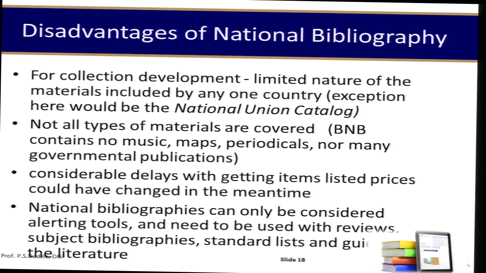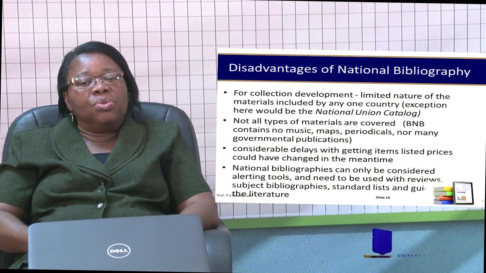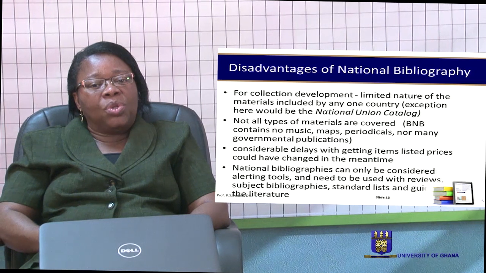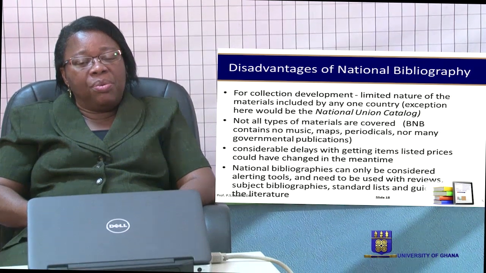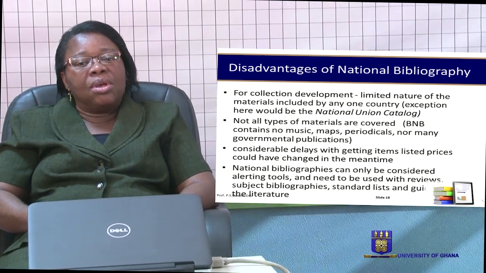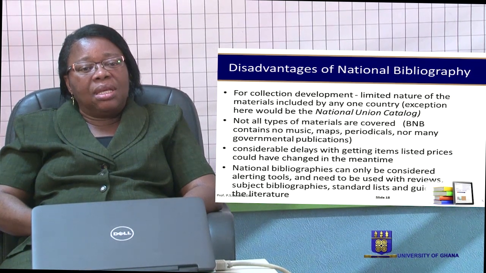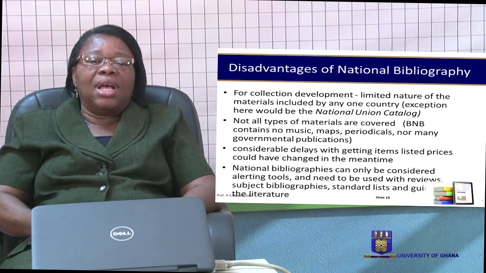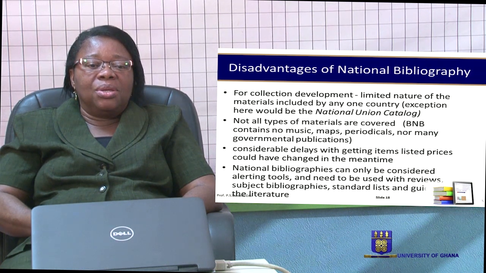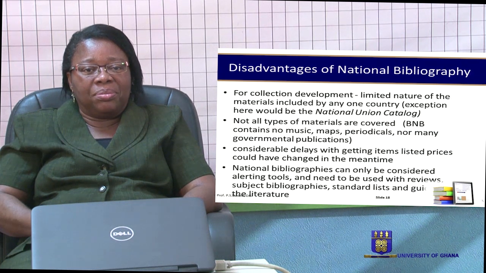To conclude, we say national bibliographies can only be considered as alerting tools. To be able to build your collection, you need not only the national bibliographies, but you will need reviews. You remember we talked about the American Reference Book Annual, which is a book review. We need examples of book reviews such as the ARBA. We also need subject bibliographies. We will need even catalogs from publishers to be able to develop our collection.